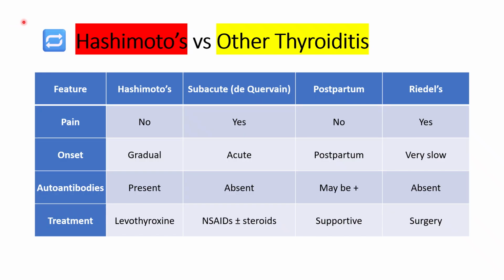Several types of thyroiditis can mimic or coexist with Hashimoto's. Subacute thyroiditis is painful, usually post-viral. Postpartum thyroiditis occurs within a year of delivery and often resolves spontaneously. Riedel's thyroiditis is rare and involves fibrous replacement of thyroid tissue. Understanding the distinctions is critical for accurate diagnosis and management.